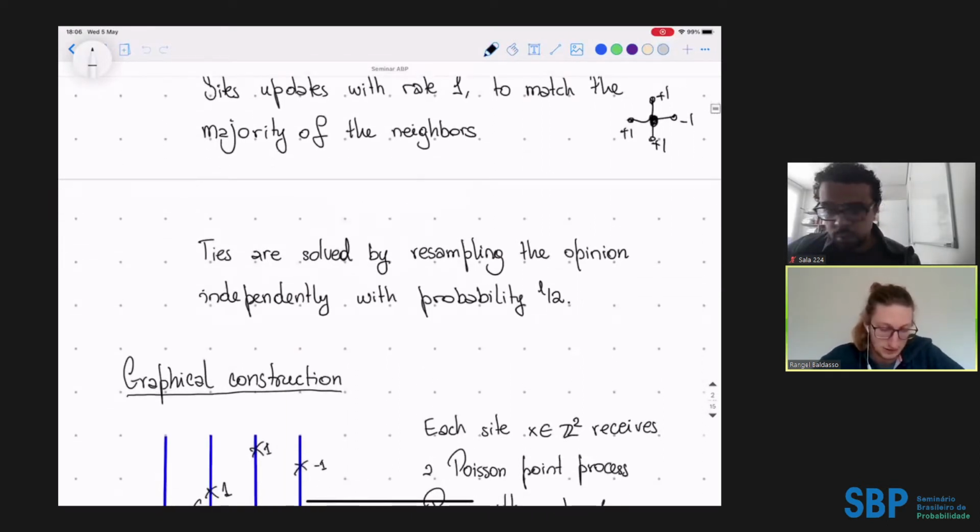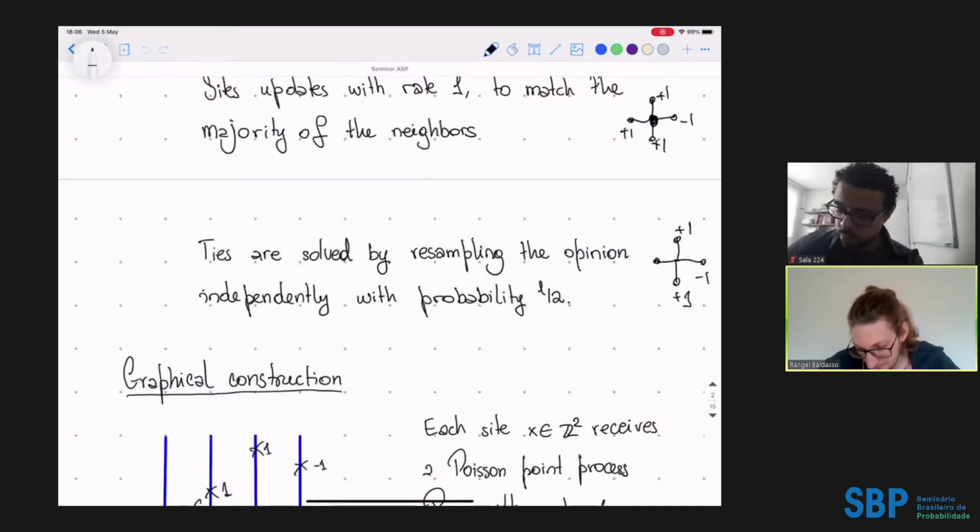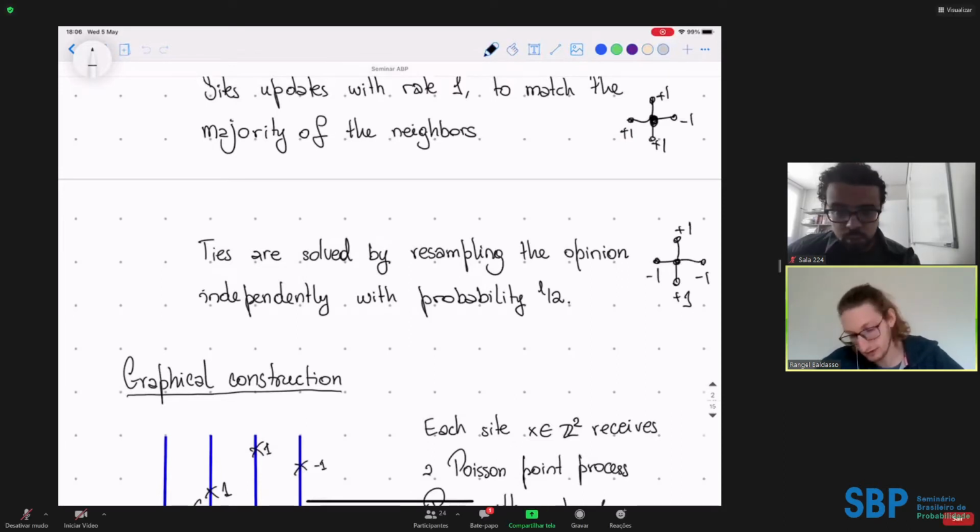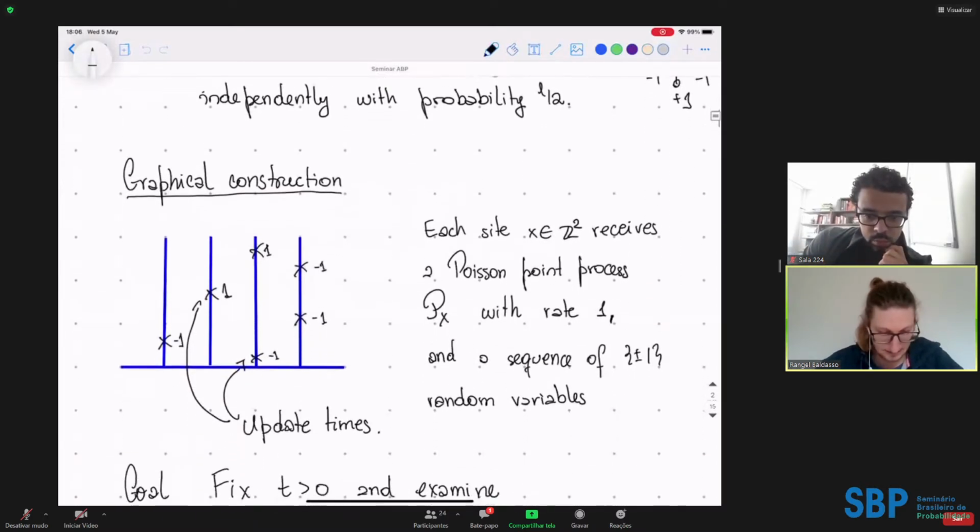And the second thing we have to establish is how ties are resolved, because it might be the case that you have a site here that has 2 +1 neighbors and 2 -1 neighbors. And in this case, if you have a tie, we're going to resample this site to be +1 or -1 with probability 1/2, independently of everything else. So yeah, that's it for the model.